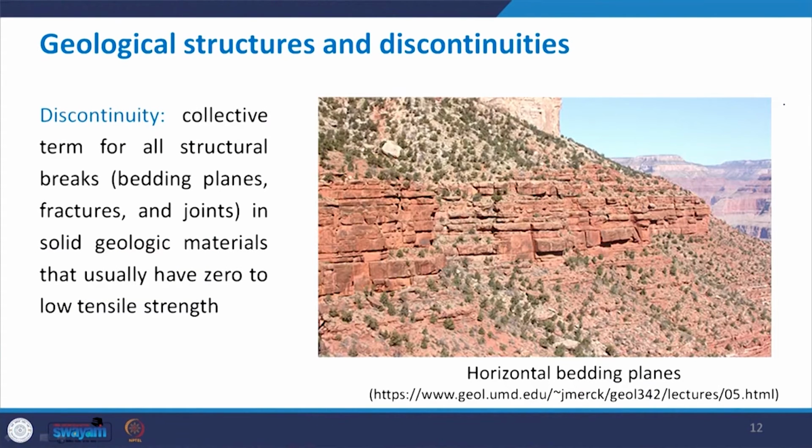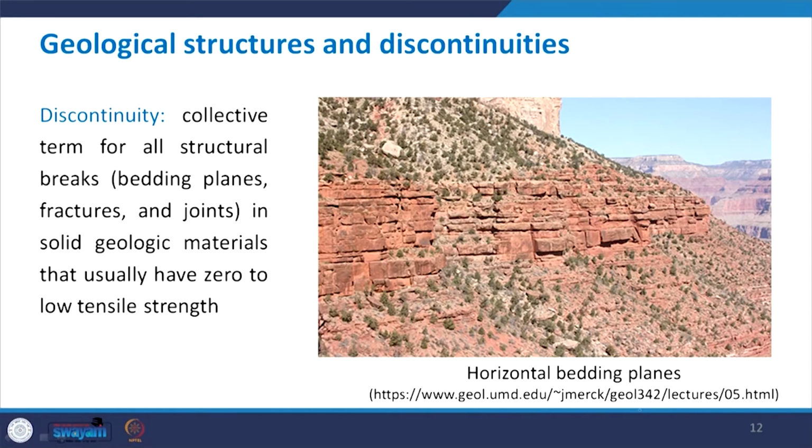Coming to the next geological structure, which is the discontinuity. This term discontinuity is a collective term for all structural breaks. Now these structural breaks include bedding planes, fractures and joints in solid geological materials that usually have 0 to very low tensile strength.